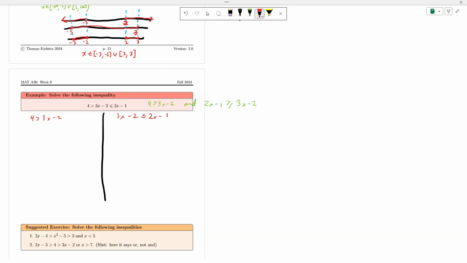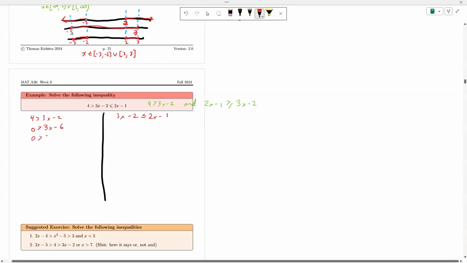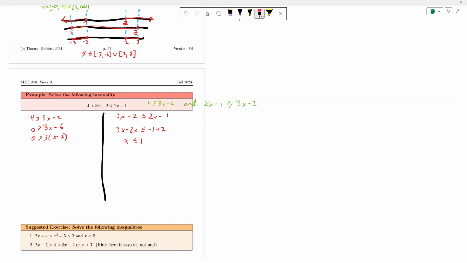Now here we have 0 is greater than 3x minus 6, whereas here we have 3x minus 2x is less than or equal to minus 1 plus 2, or x is less than or equal to 1. Now, this is a very tempting way to do it, but I'm going to do it slightly differently.